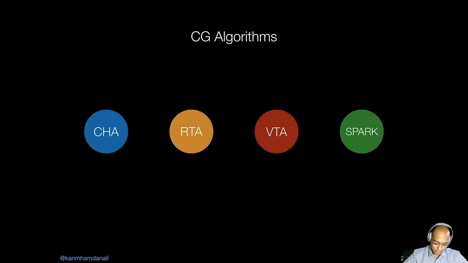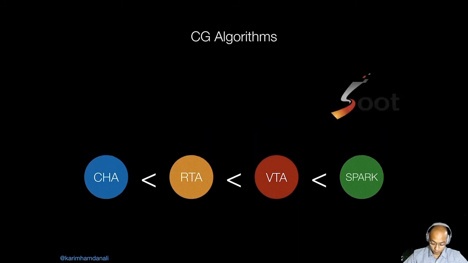Those algorithms, as I said, they're going to be an increasing level of precision. We're going to talk about class hierarchy analysis, rapid type analysis, variable type analysis, and then propagation-based analysis called Spark that was also part of the SUT framework.